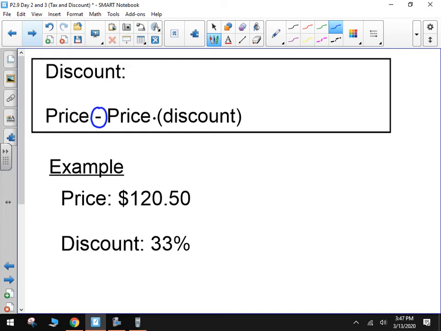Now, again, we still need to remember that percents in the calculator need to be decimals. So fill that in. Remember, percents in the calculator need to be decimals.